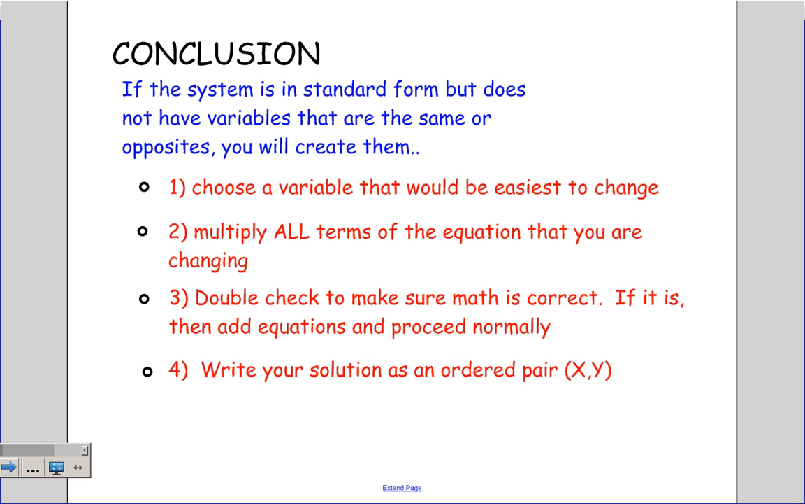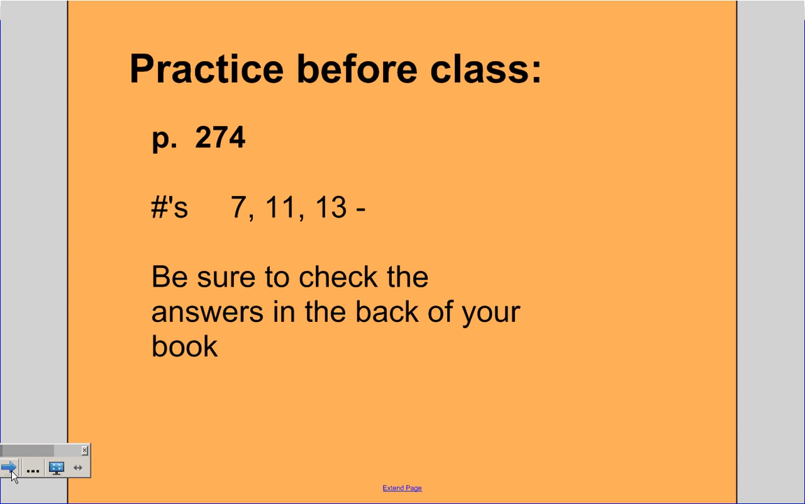Finally, you need to make sure you fill out your summary at the bottom of your notes. Always do that. But in addition, and this is to help you out for tomorrow, go to your books. You should have one at home. And try page 274, numbers 7, 11, and 13. The answers are in the back of the book, so you can check them. They shouldn't take you long, but they're 3 good examples of what we've been doing.